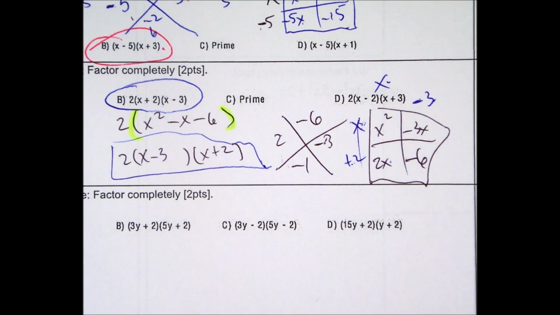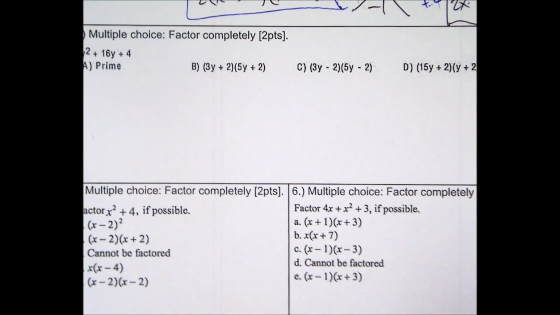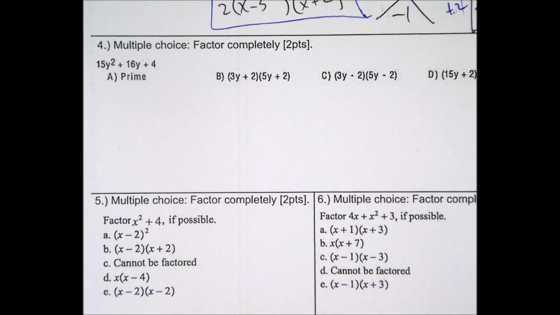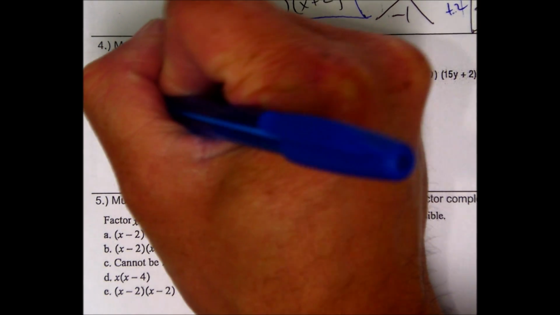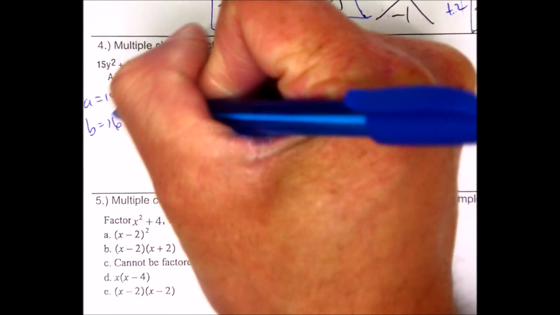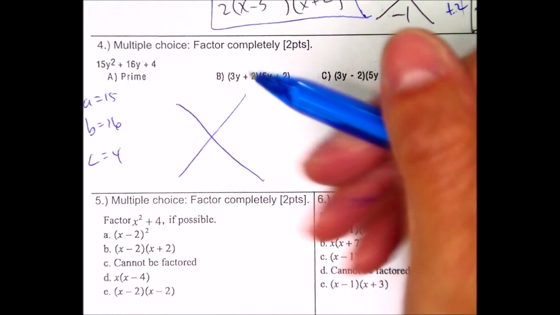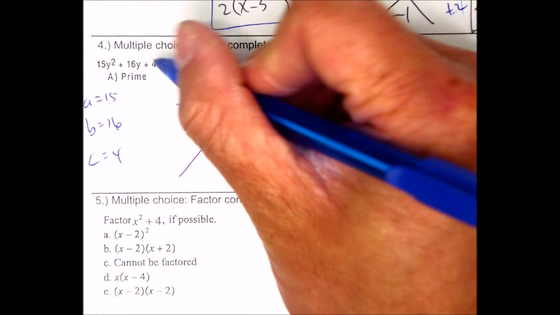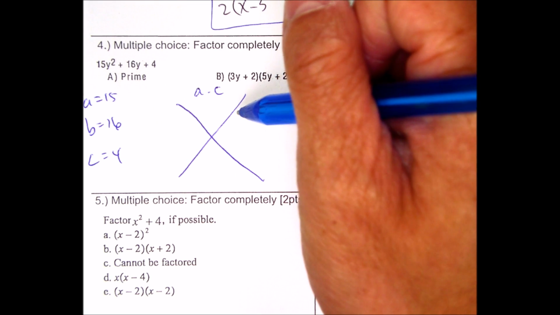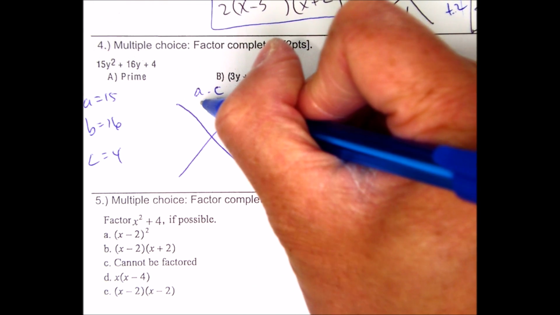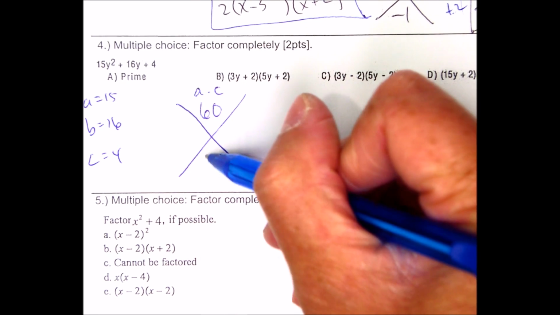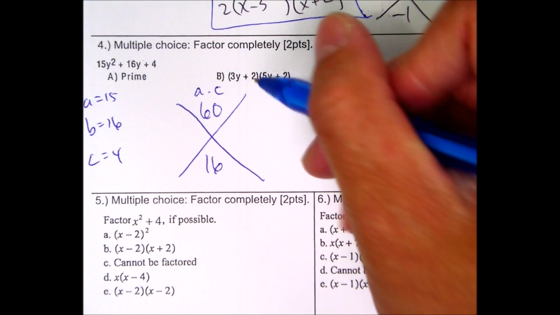Question number 4. I have here a value that's greater than 1. So my A value is 15, my B value is 16, my C value is 4. A times C is 4 times 15, which will give me 60. And my B value is 16. So I'm going to list out all the factors here.